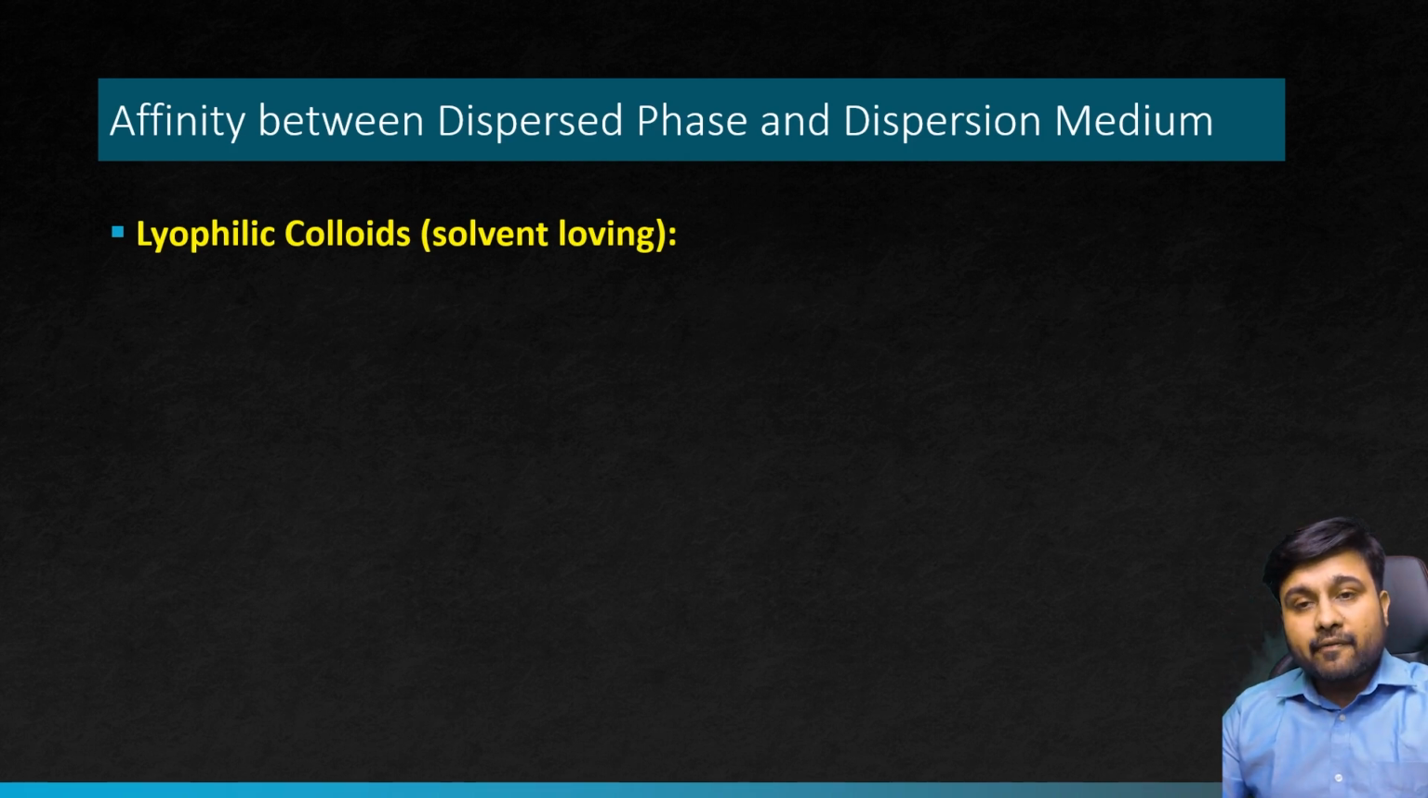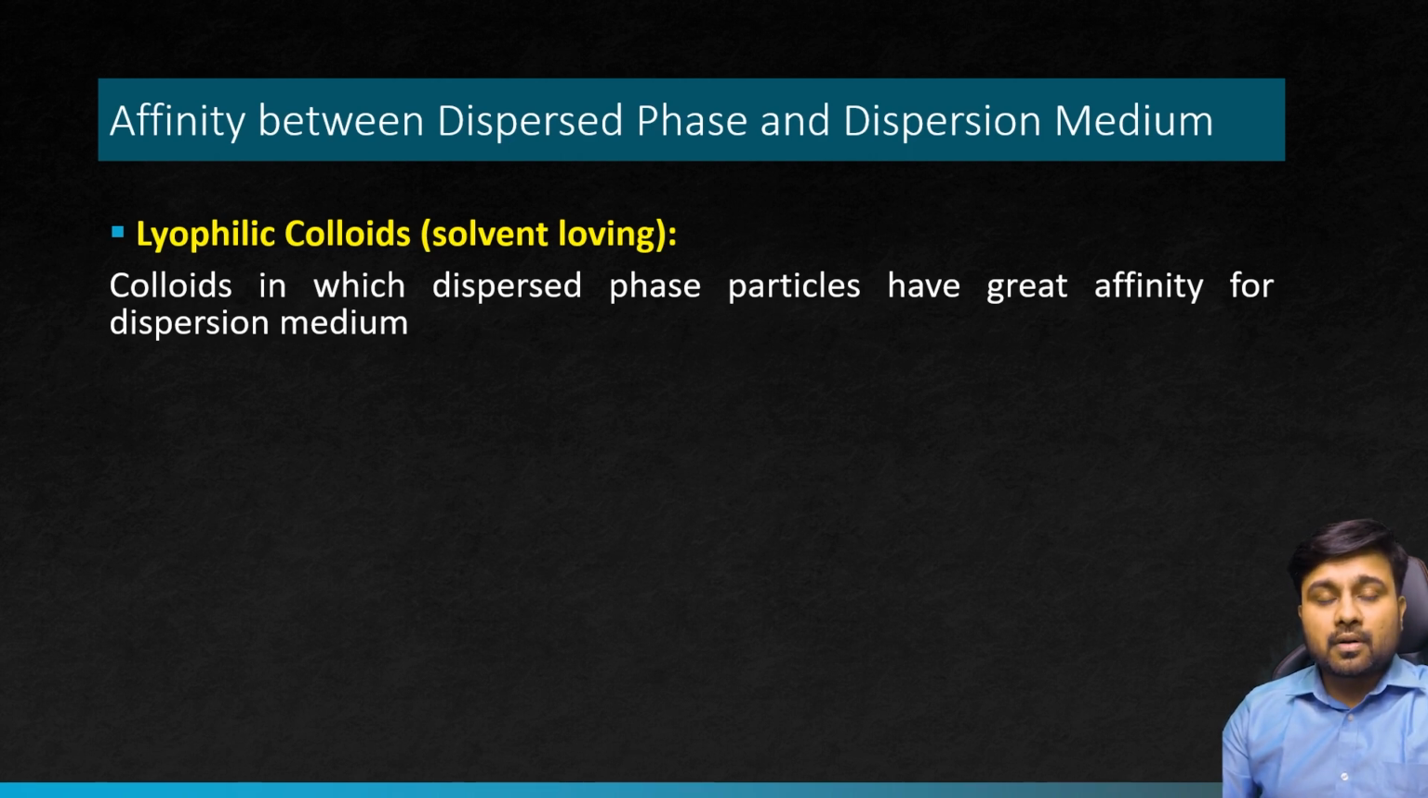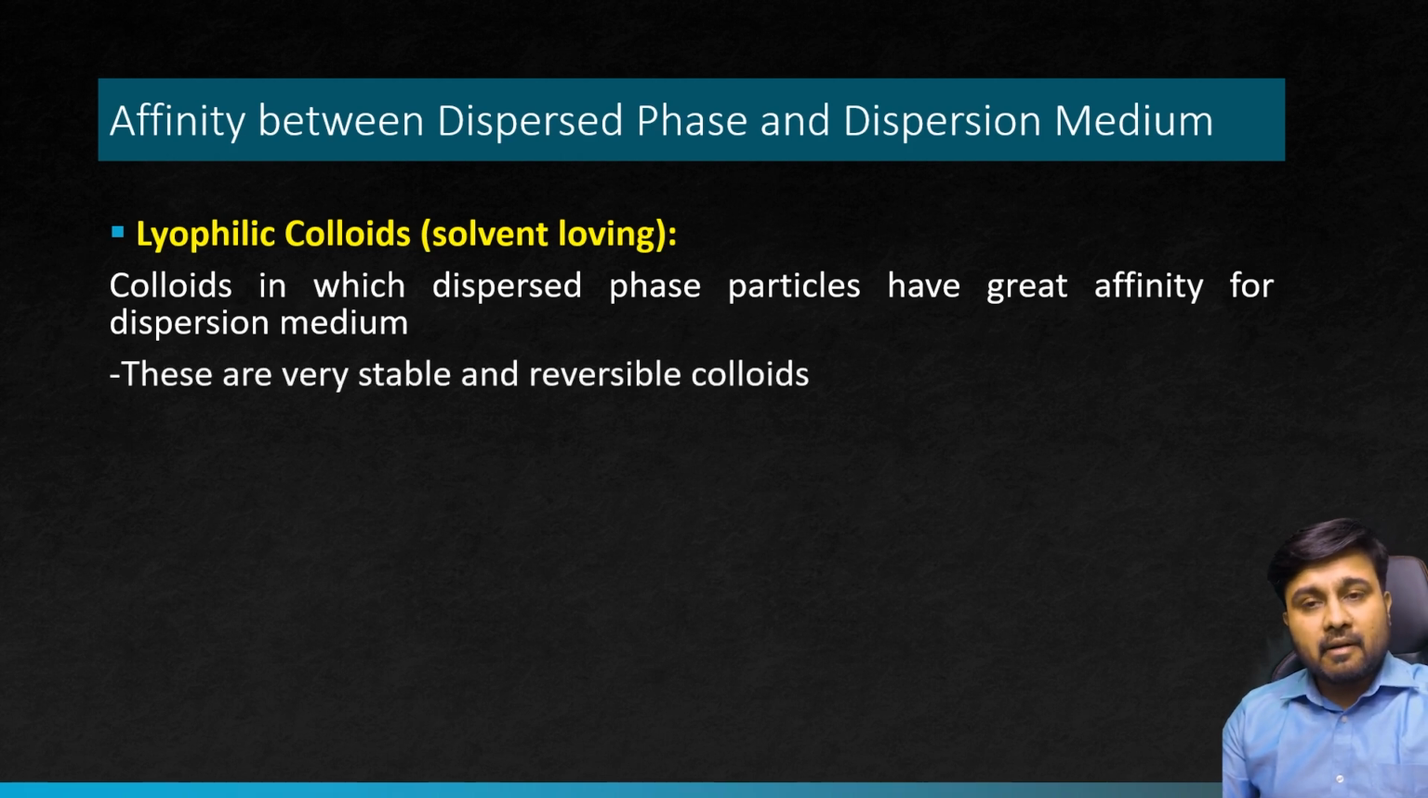If the dispersion medium and dispersed phase have strong affinity between themselves, those colloids are called lyophilic colloids, in which the dispersed phase particles have stronger affinity towards the dispersion medium. Now, because they have affinity, they will be stable and reversible as well. Reversible means that you can convert them back to colloid even after coagulation.